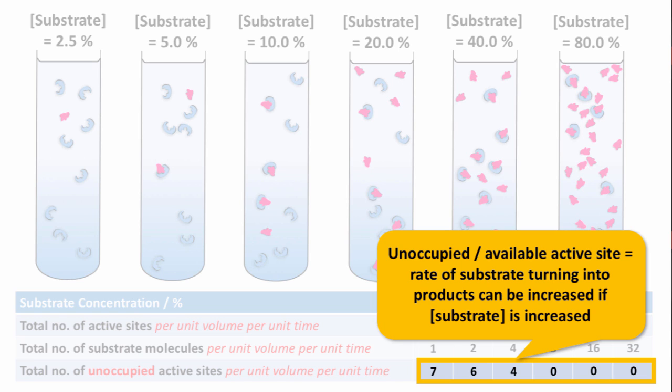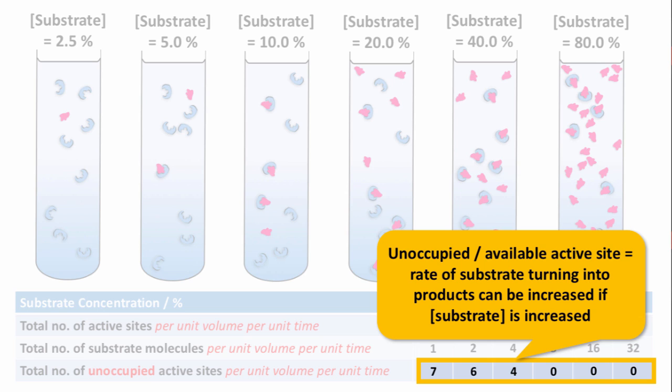At this juncture, I would like to bring our attention to the last row of numbers. Do note that when there are available active sites or unoccupied active sites, it means that you can still add substrate into the solution and that the rate of substrate turning into products can be increased since there are so many available active sites waiting, I put inverted commas, waiting to accept a substrate molecule which it would then convert into products.